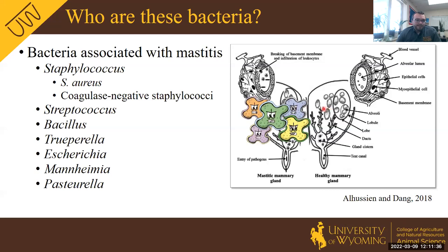But we still have other pathogens associated with mastitis, including Bacillus, Trueperella, Escherichia, Mannheimia, and Pasteurella. All of these bacteria have varying degrees of pathogenicity, so they all elicit a different level of immune response.